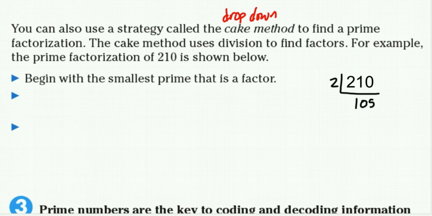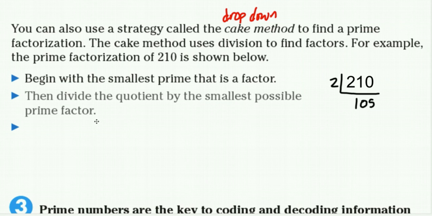The next step after that, then divide the quotient by the smallest possible prime factor. What it's saying is this. What's the smallest prime factor that goes into 105? And this is where your divisibility rules come in. You have 1 plus 0 plus 5 is 6. That means this is divisible by 3, which is also a prime number. So 105 divided by 3 will give you 35.